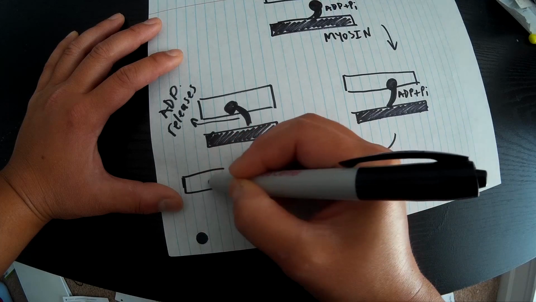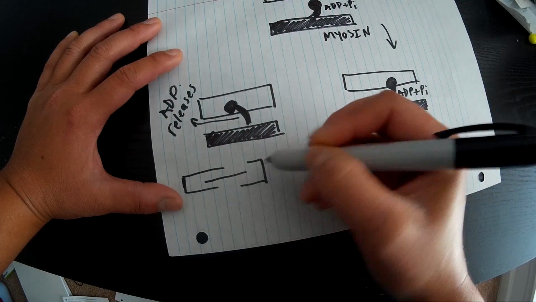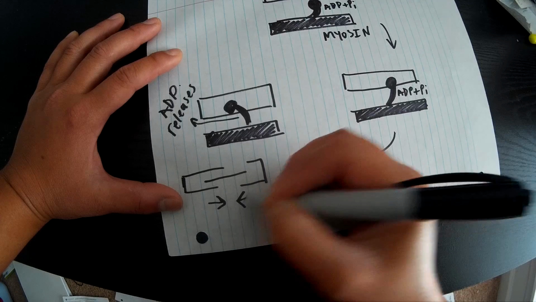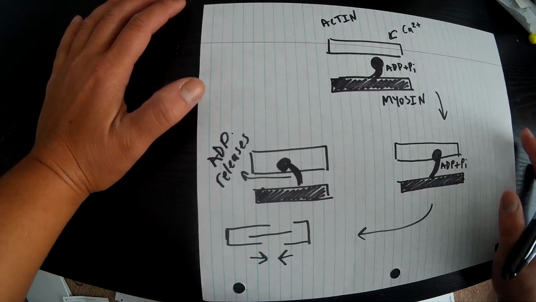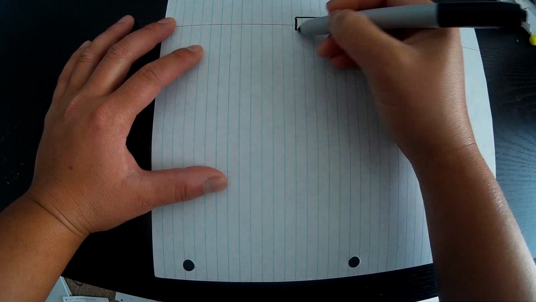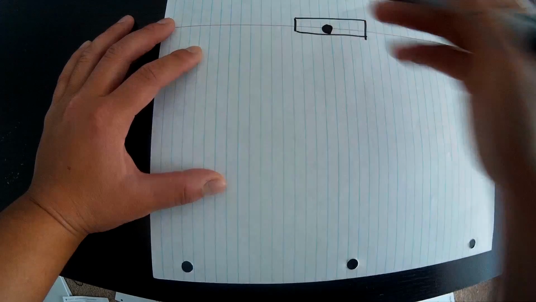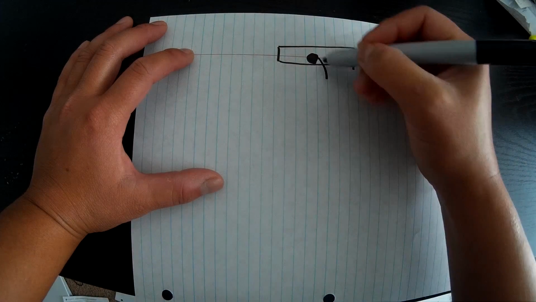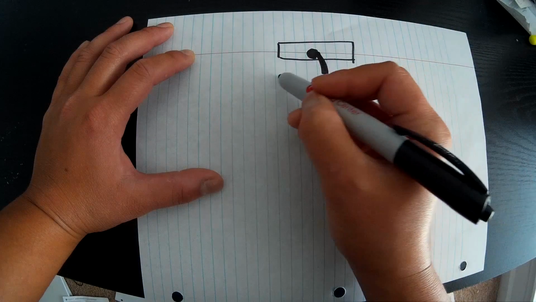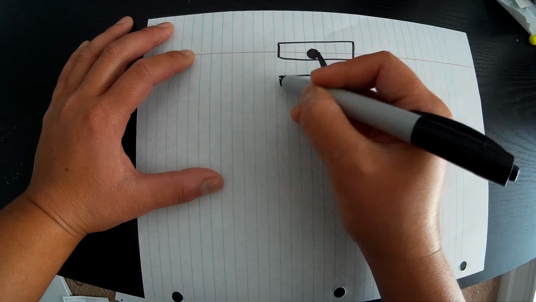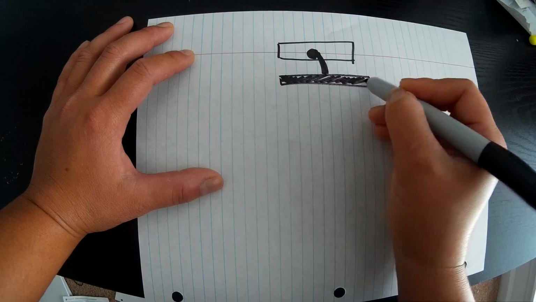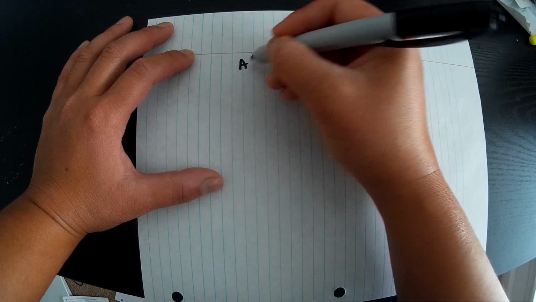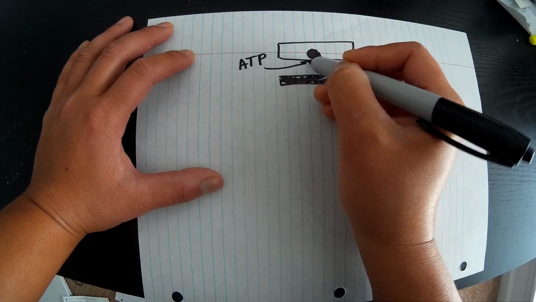And here's kind of a visual. You can see that the sarcomere kind of gets closer together, gets shorter. So at this point, after the power stroke and ADP is released from the myosin head, the myosin head stays attached to the actin. The only way it's released is when ATP comes around.